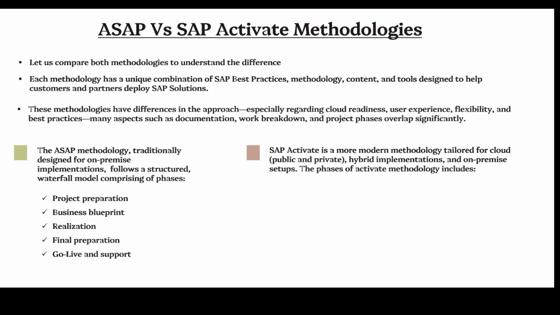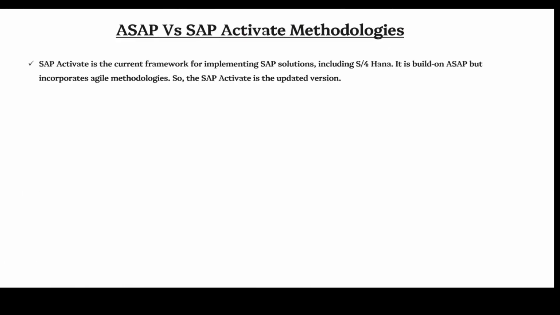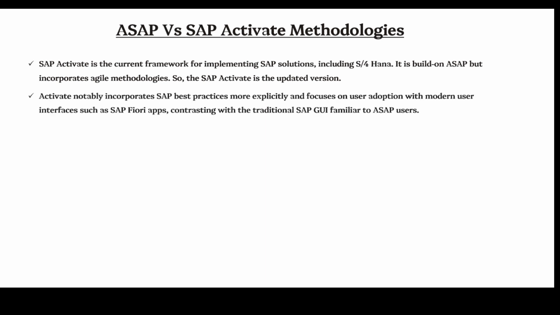SAP Activate is a more modern methodology, tailored for cloud, public and private, hybrid implementations, and on-premise setups. The phases of Activate methodology include discover phase, prepare phase, explore phase, realize phase, deploy phase, and run phase. SAP Activate is the current framework for implementing SAP solutions, including S/4HANA. It is built on the ASAP but incorporates agile methodologies. So, the SAP Activate is the updated version.